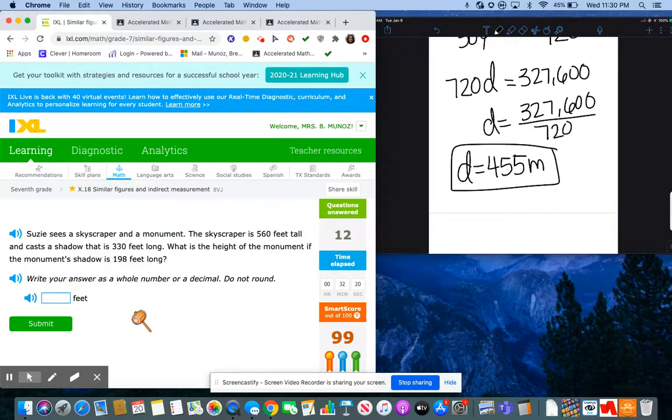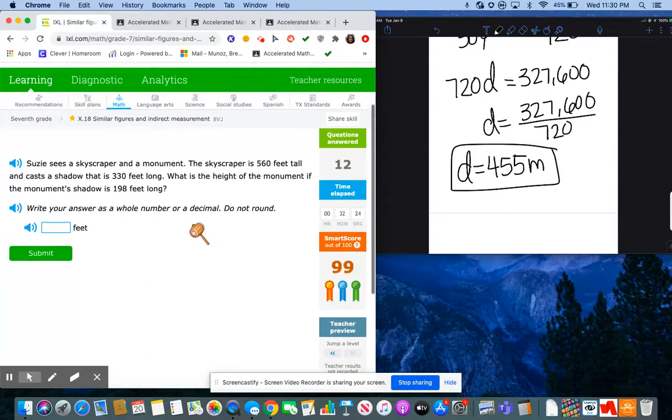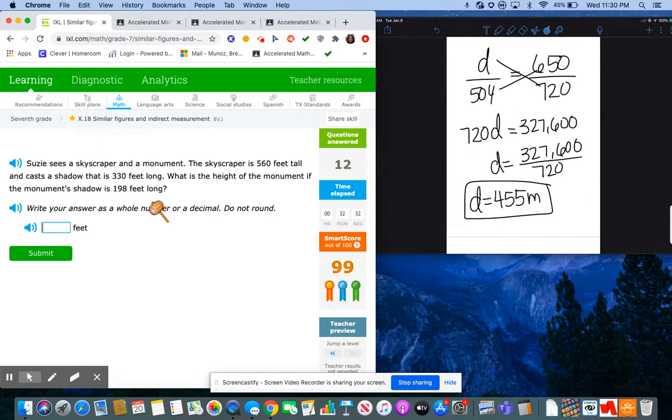And so this is like the last level, right? You may have to continue sketching in case you get a word problem. My best suggestion is to sketch it and then find your corresponding sides.